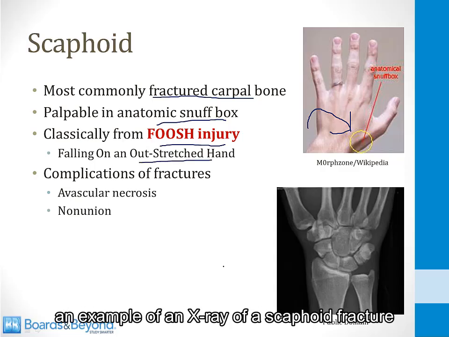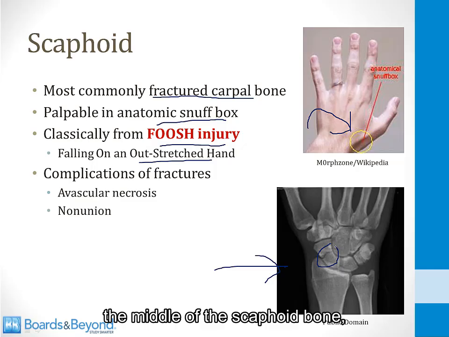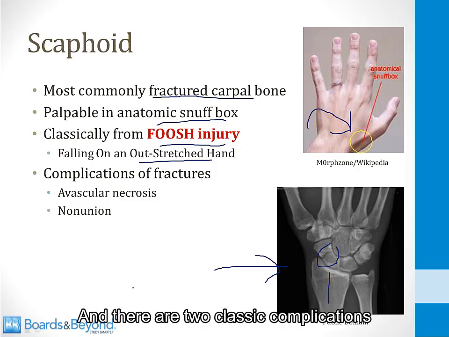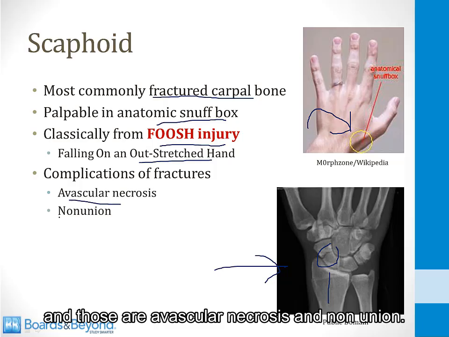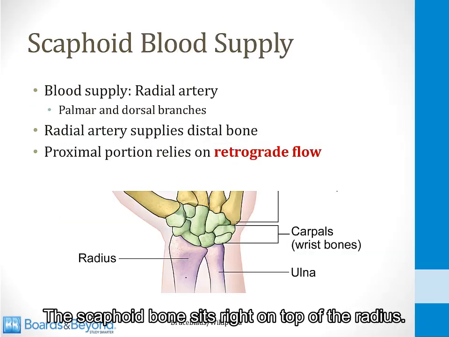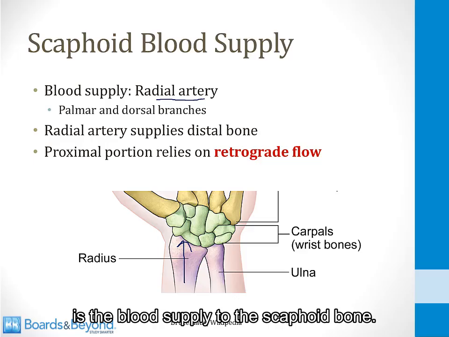An example of an X-ray of a scaphoid fracture is shown at the bottom right side of the screen here. You can see that there's a crack through the middle of the scaphoid bone, which sits right on top of the radius. And there are 2 classic complications of scaphoid fractures you should know for your boards, and those are avascular necrosis and non-union. The scaphoid bone sits right on top of the radius, and if you know that, it's an easy way to remember that the radial artery is the blood supply to the scaphoid bone.